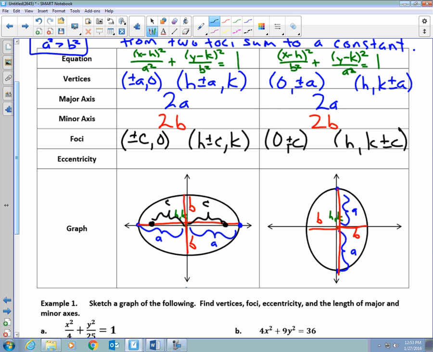And the last piece we talk about is eccentricity. Eccentricity is a measurement for how stretched the ellipse is. To determine a number for eccentricity, we take the c value and divide it by a. The closer the eccentricity value is to 1, the more stretched it is. The closer it is to 0, the more it will just look like a circle.